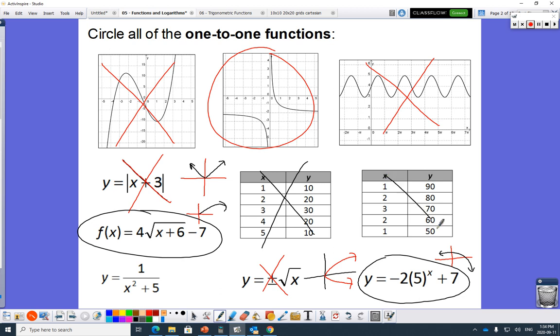190, 150. Not even a function, let alone 1-to-1. Leaving only this one as the really difficult one. 1 over x squared plus 5. It's the only one I'm going to think about algebraically.